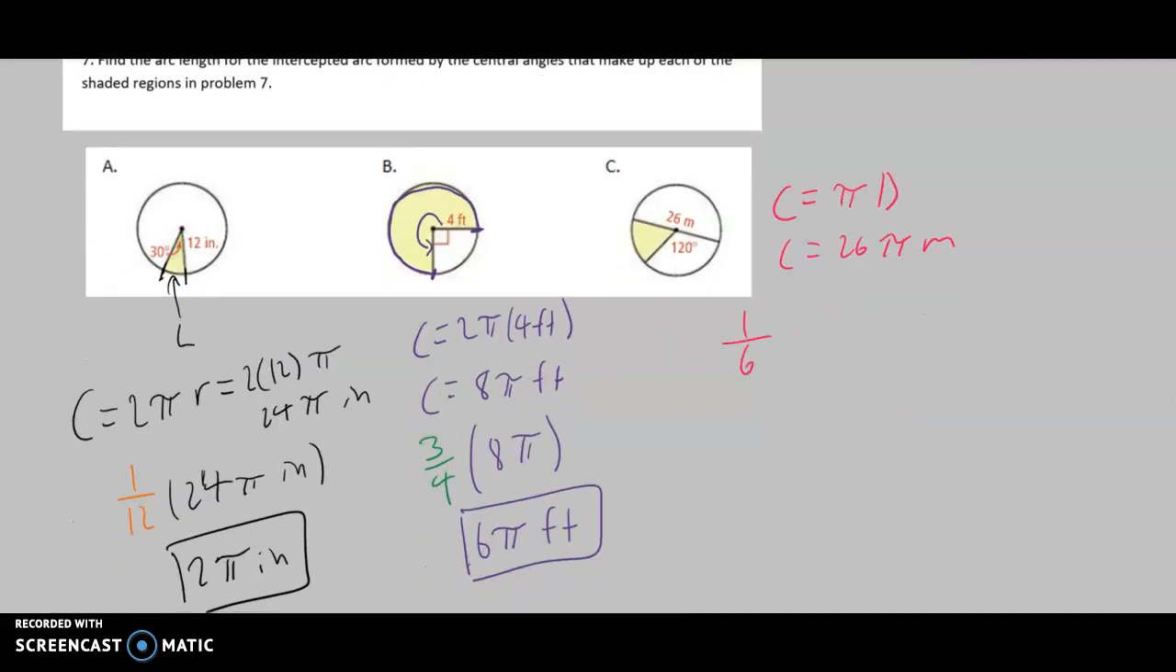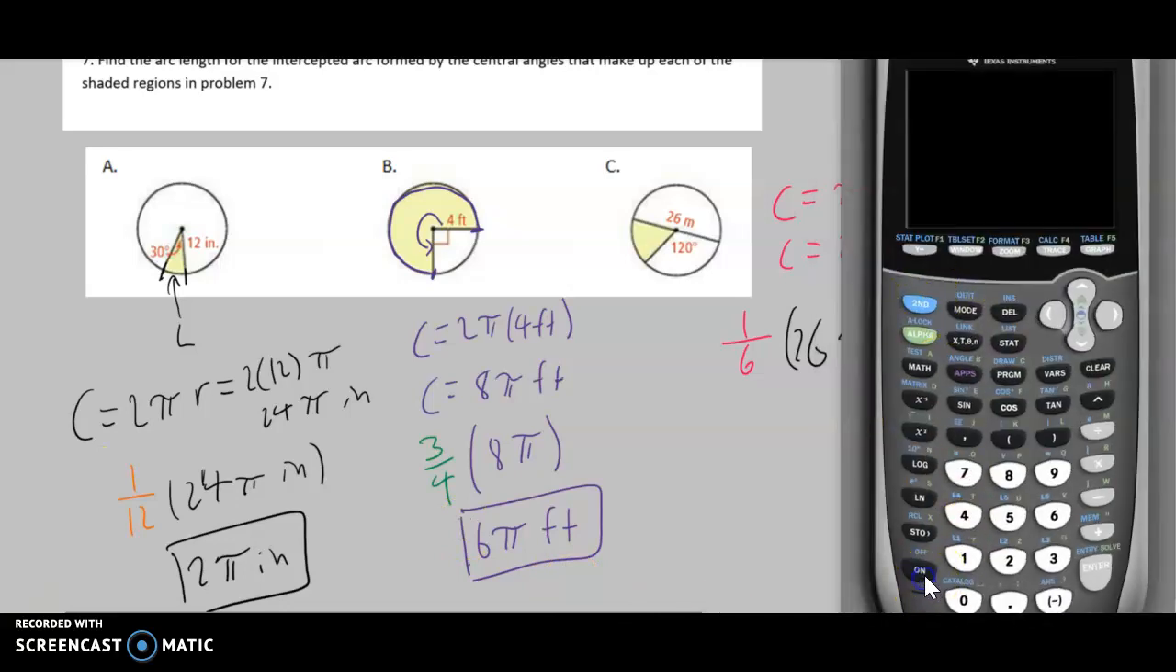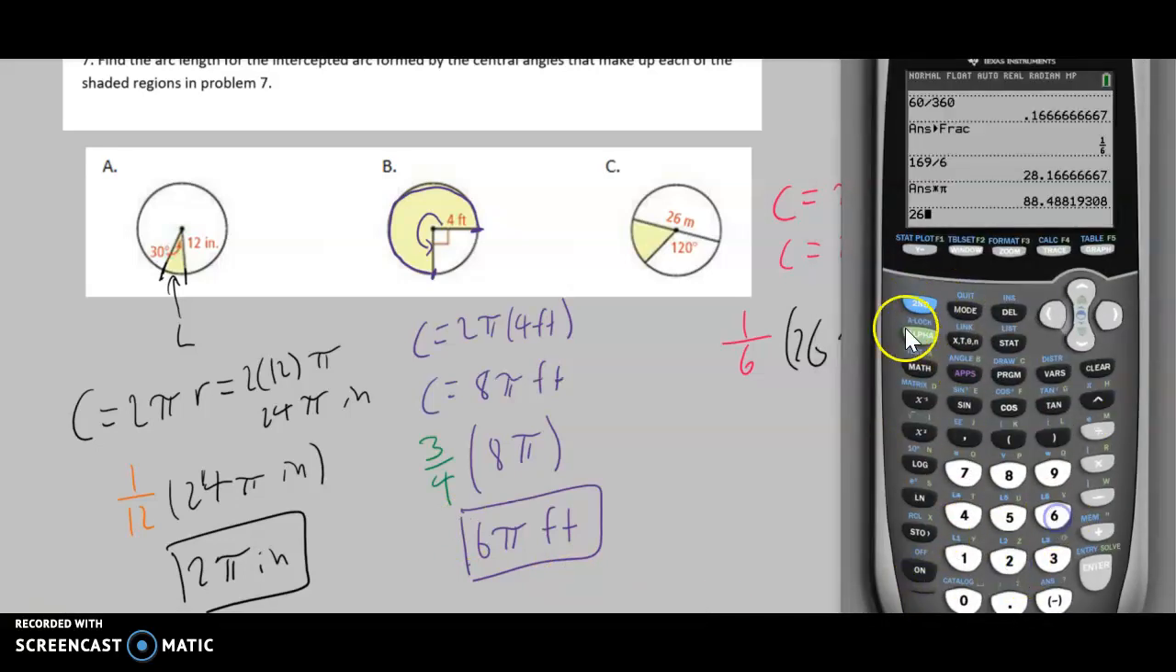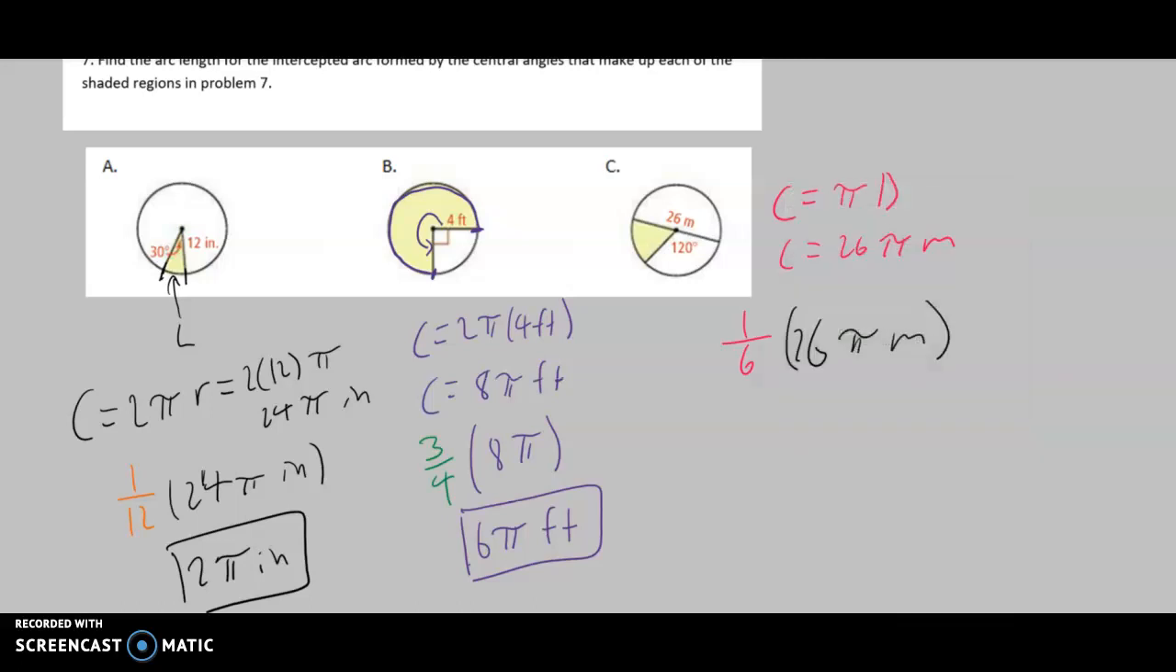So if we have 1/6 of the entire circle times our circumference of 26 pi, sorry, can't forget my pi, meters, then this would give us 26 divided by 6, which I don't know off the top of my head. We'll just go ahead and do 26 pi divided by 6. That'll give me 13.6 meters to go around this far around the circle.